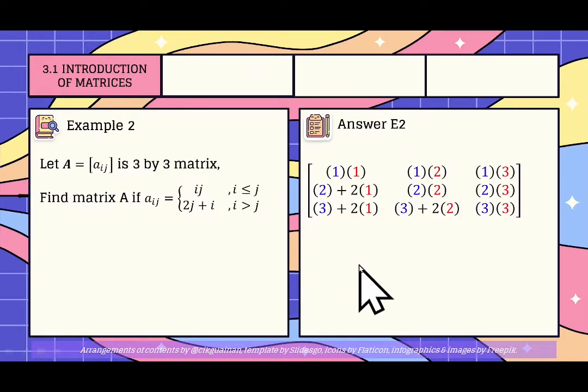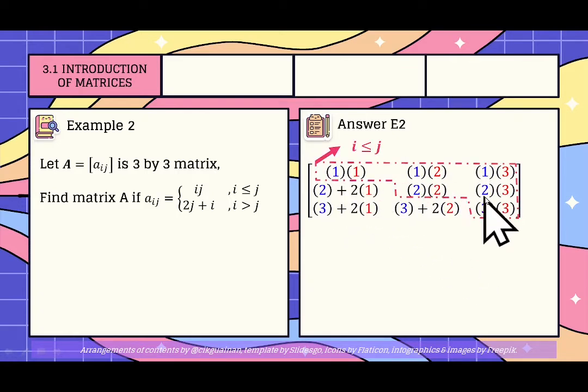Let's consider the second example. Let A be a 3 by 3 matrix. Find matrix A if the number of rows is less than the number of columns, we have to multiply the number of rows and columns. But if the number of rows is greater than the number of columns, we have to double the number of columns and add it to the number of rows. So this is the resulting matrix.